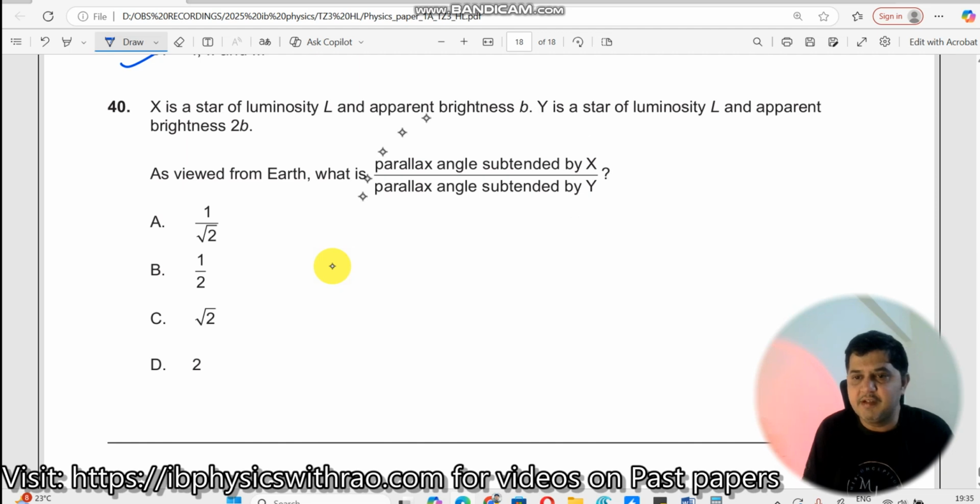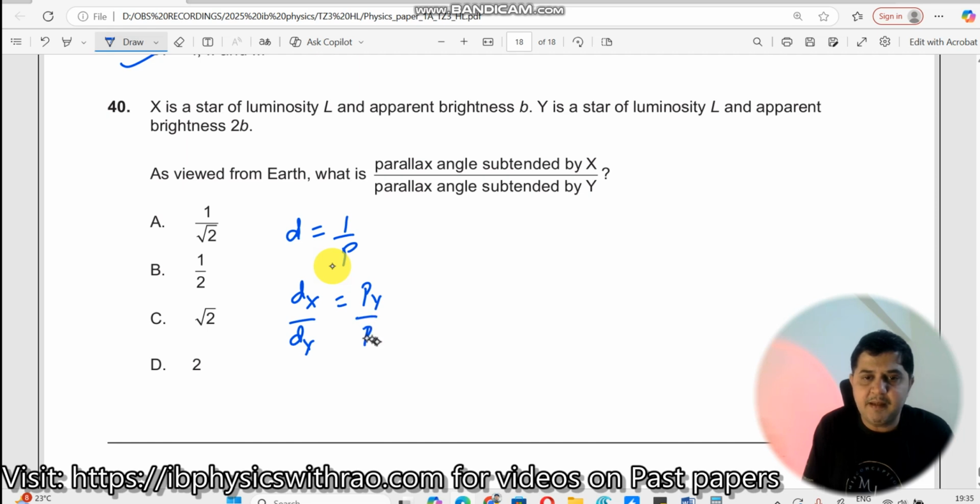You know, this question is very easy. Why? Because in your data booklet, it is already given d is equal to 1 by p, where p is the angle subtended by the centre in arc seconds, and d is in parsecs. Making use of this, you can start working. There are two stars X and Y, so I can write dx by dy is equal to py divided by px.